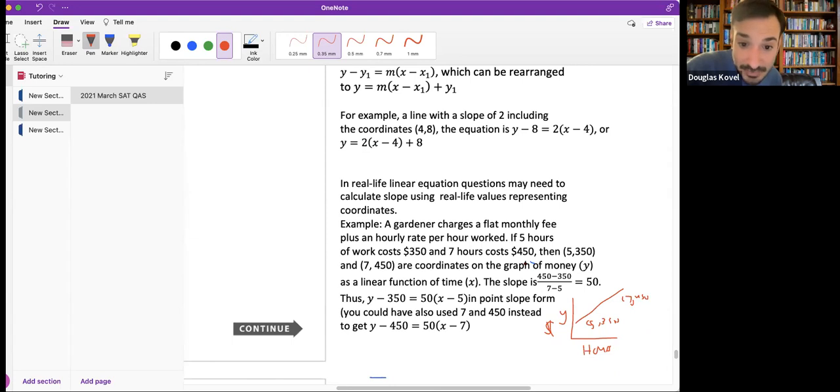So let's say 5 hours of work costs $350 and 7 hours of work costs $450. So then I could figure out that (5, 350) and (7, 450) would be coordinates on the line that represents the graph of money versus time. So again, I'd always put time on the x-axis and money on the y, because you always do y as a function of x. So I'm doing money as a function of time, not time as a function of money. And generally, time tends to be an x coordinate anyway.